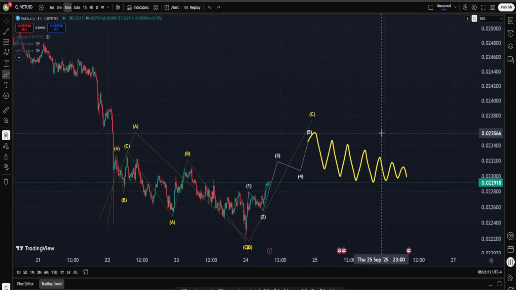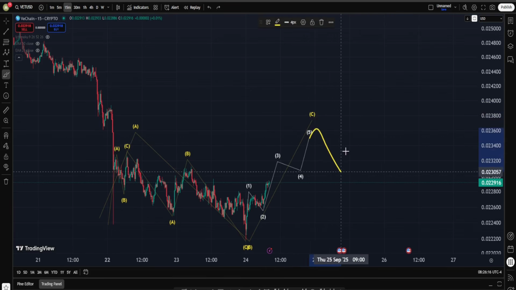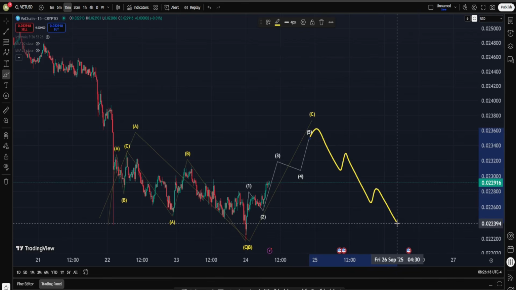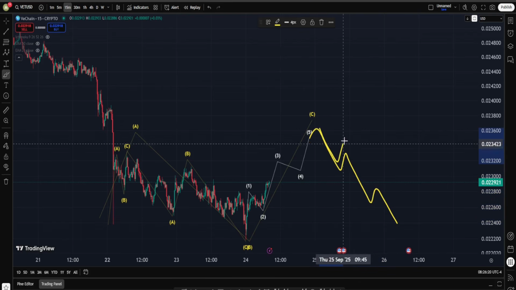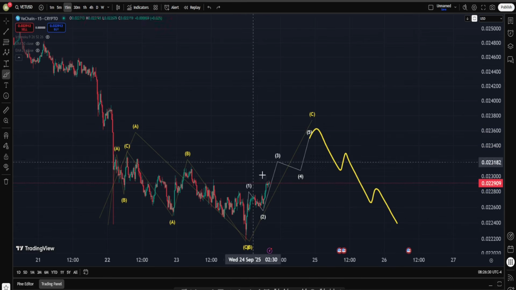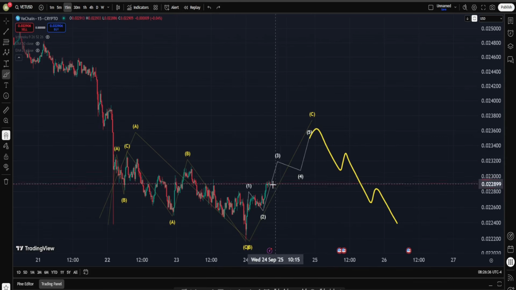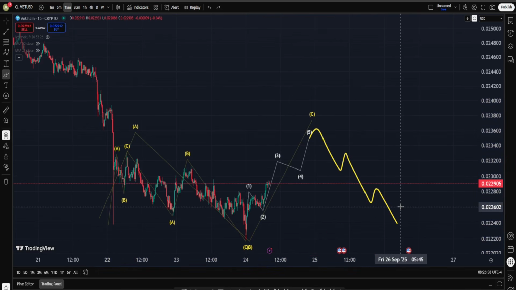On the other hand though, if this is truly an ABC expanded flat, then instead of a slow move down from here, you're going to see a rather strong move on the downside in form of a 1, 2, 3, 4, 5 without a lot of overlapping of the waves. So you see, this is the main difference between having an ABC expanded flat and having a 5-wave up indicating the bottom is set. So for now, in VeChain, I like this scenario a little bit more.